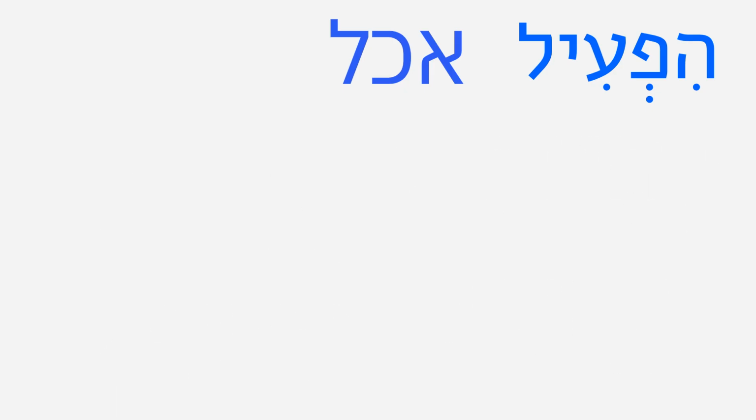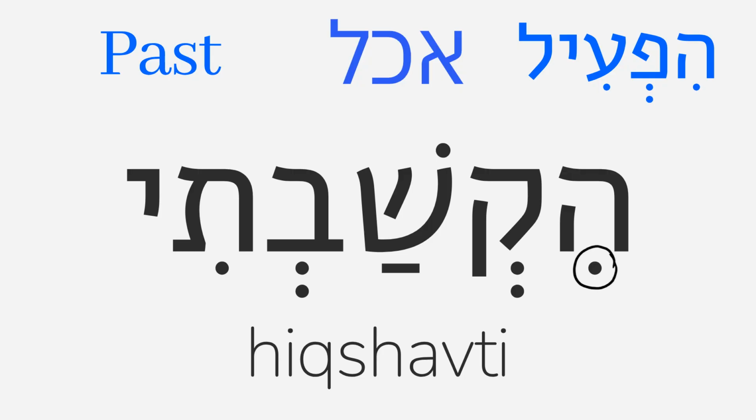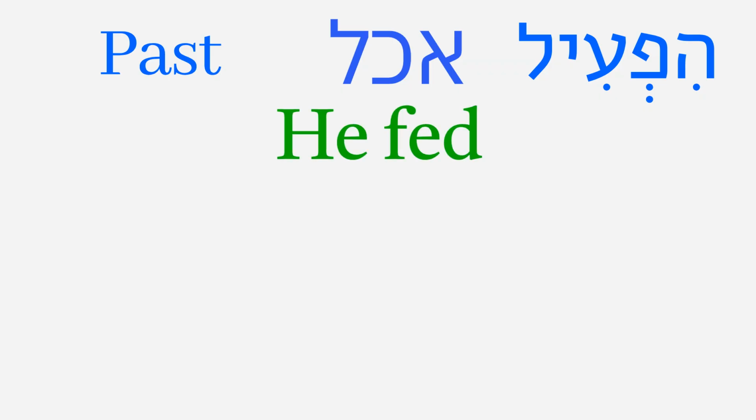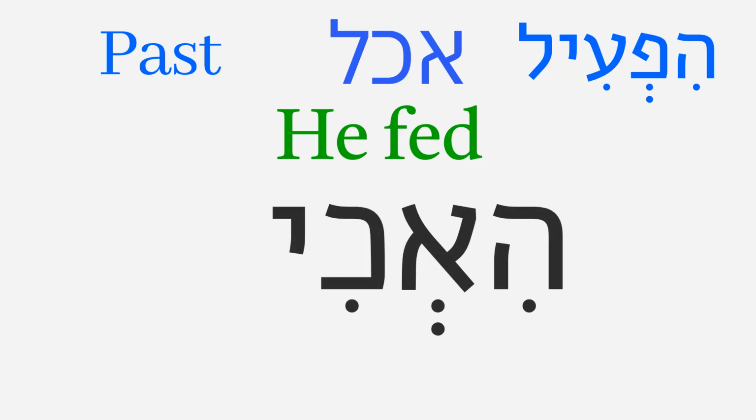However, in a regular hiphil past tense verb, the vowel that precedes the shva is a hirik, as seen in a verb like hikshavti, I listened. Let's see how a hiphil past tense verb will change when its first root letter is a guttural like aleph, by making the verb he fed. For a regular hiphil verb, we would have a hey with hirik, first root letter with shva, second with hirik and yod, ending with the third.